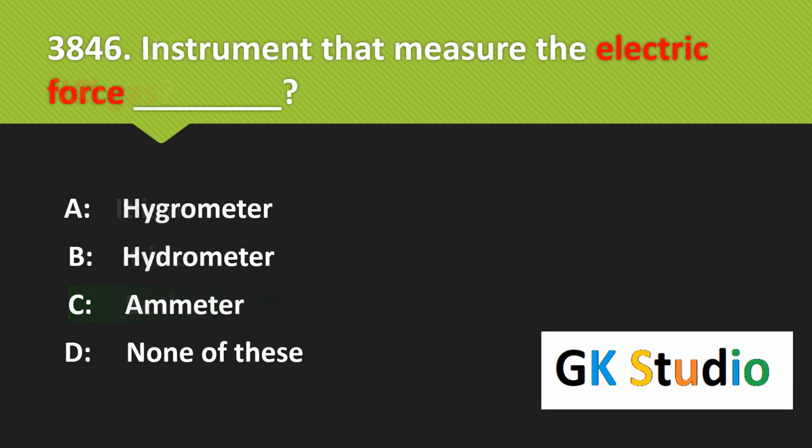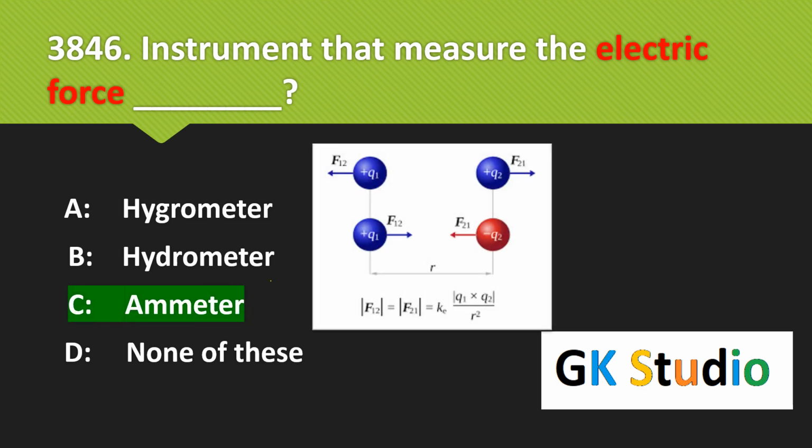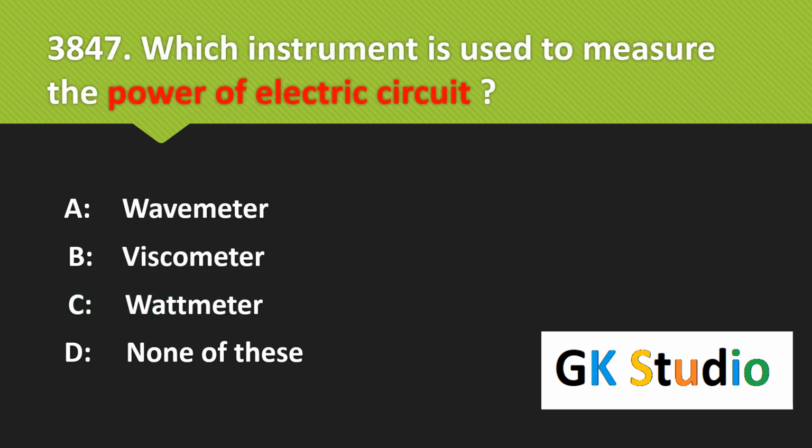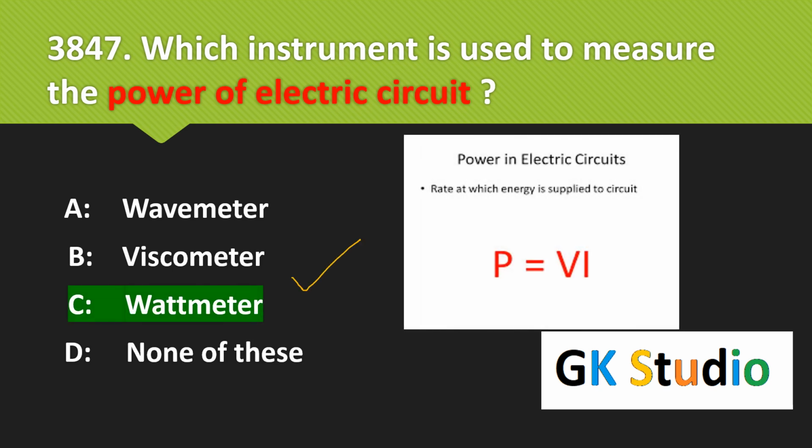Then A and B. Instrument that measures the electric force. Very important question. The instrument that measures electric current is the ammeter, and the measure of the power of electric current is watt. Power is equal to V multiplied by I, where V is voltage and I is current.